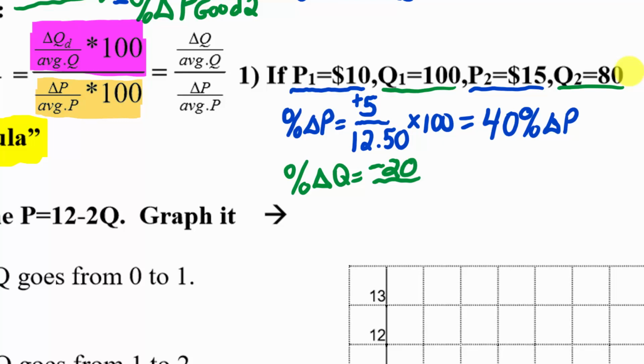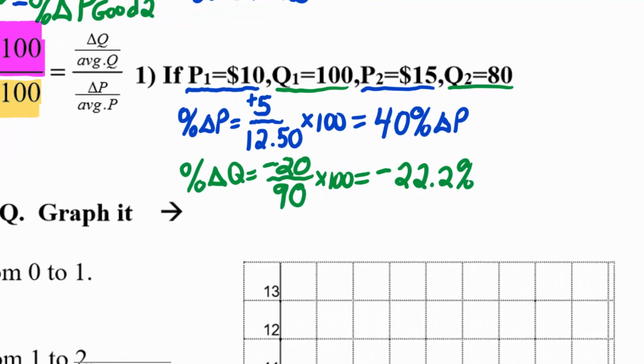And then on the bottom, we want to know what's the average quantity between 100 and 80. What's the number in between those? If you're ever unsure, add them up. Get 180 divided by 2, and you get 90. All right, so 90 on the bottom times 100 to make it a percentage. Do that. Tell me what you get. So we get negative, right? Since one of these numbers is negative, the other is positive, we get minus 22.22222%.